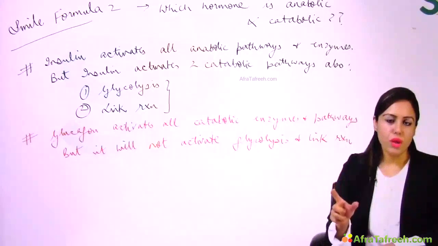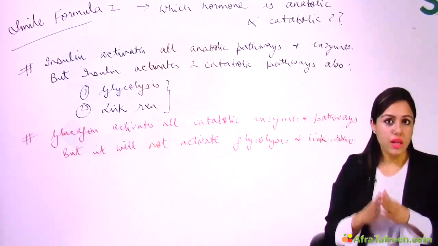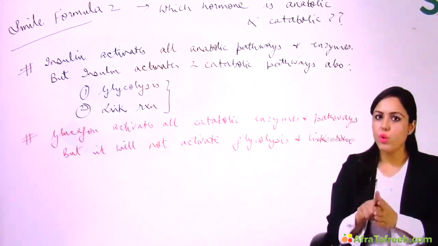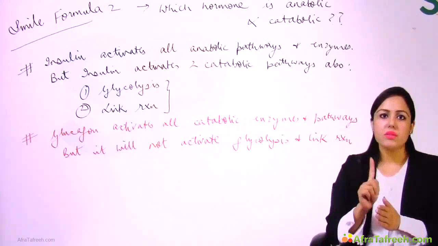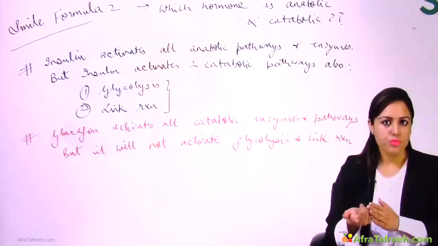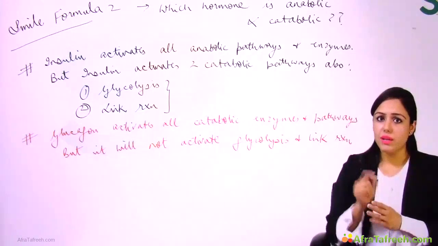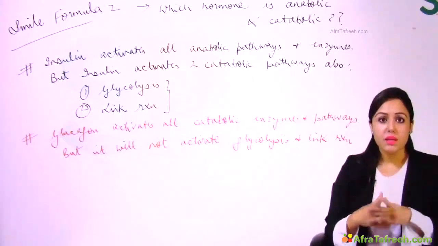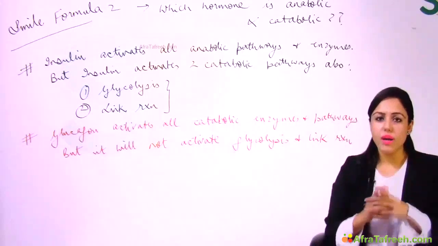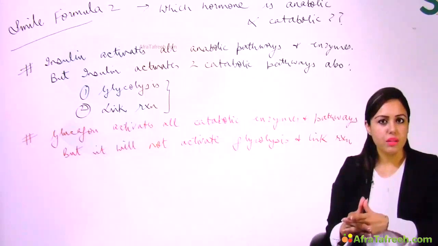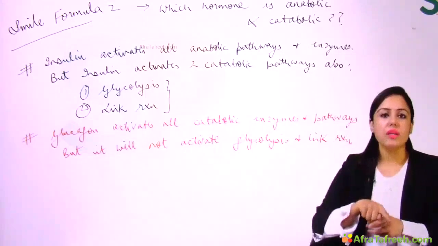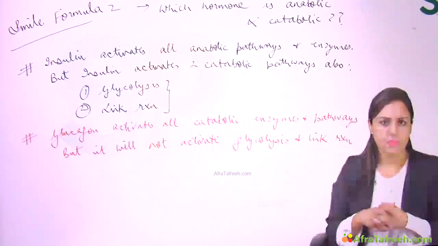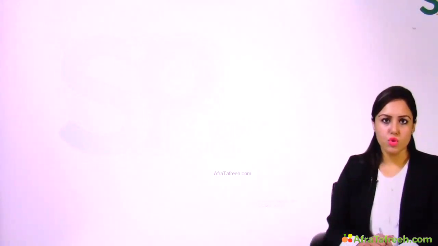So I repeat the formula once. Formula 2 is this, that insulin activates all anabolic pathways, plus it also activates two catabolic, that is glycolysis and link reaction. What is link reaction enzyme? Link reaction enzyme is pyruvate dehydrogenase complex, right? Then the opposite formula is glucagon activates all catabolic pathways and enzymes, but it will not activate two catabolic pathways, that is glycolysis and link reaction, right? So with this we are done with formula 2.